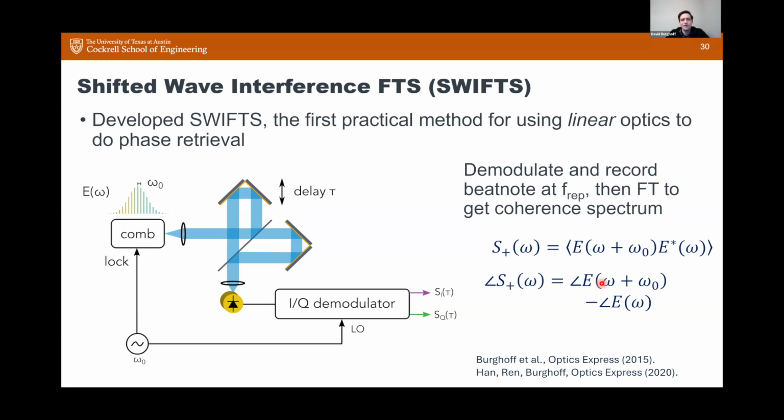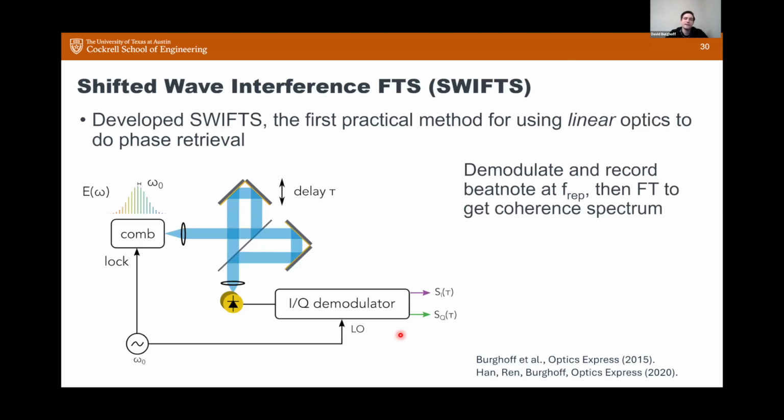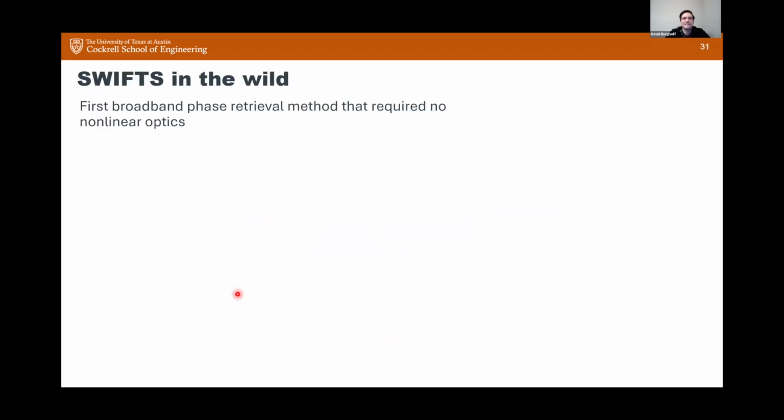So the loophole, by the way, that gets around this Walmsley result is that this result is only for a slow detector. If you're using a relatively fast detector, a detector that can detect the beat note, then you do maintain some phase information, which was also shown in the Walmsley paper. But sometimes people forget about that part. So anyway, SWIFTs is a technique that has grown in popularity a little bit in the last few years.